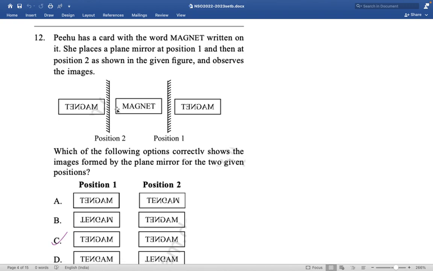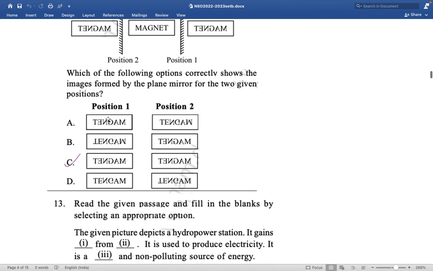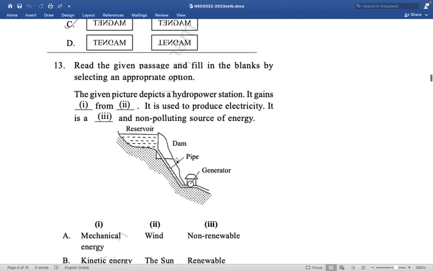Here in position 2, M is towards the mirror. A is also towards the mirror. G is facing away from the mirror, so here also G is facing away. So similarly goes for the rest of the word. So C is the answer.